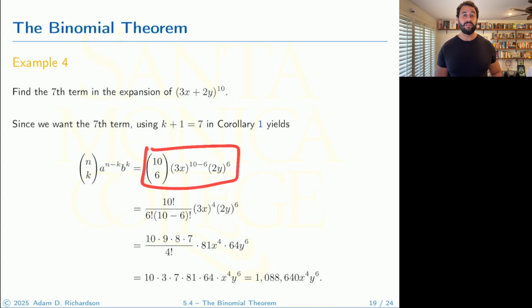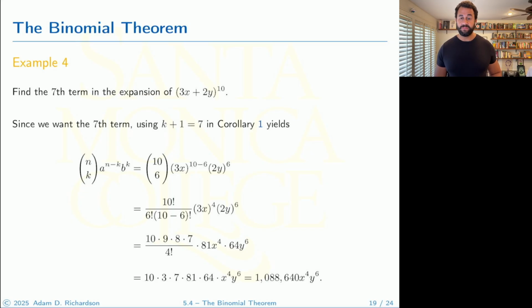Now we just go through all the cleaning, right? Got to massage all the kinks out, organize everything, cancel things, simplify. So here we go. 10 factorial over 6 factorial. Well, I can expand 10 factorial a little bit. There's a 6 factorial baked into it, which I can cancel, and I'll just be left with 10 times 9 times 8 times 7. 10 minus 6 is 4, so that leaves me with a 4 factorial. And then 3x to the fourth is 81x to the fourth, 2y to the sixth is 64y to the sixth.